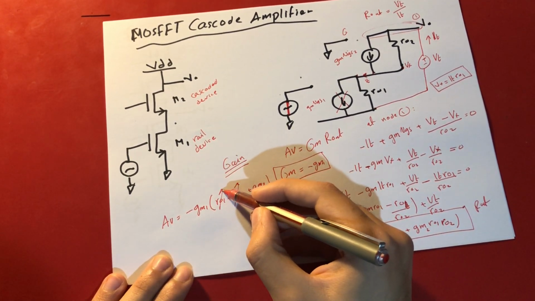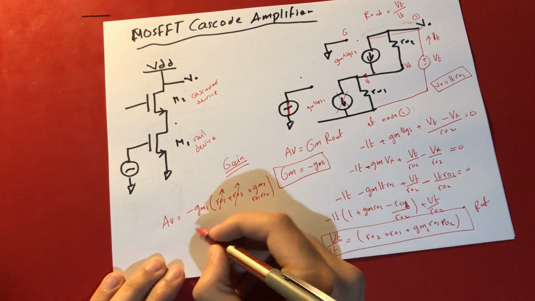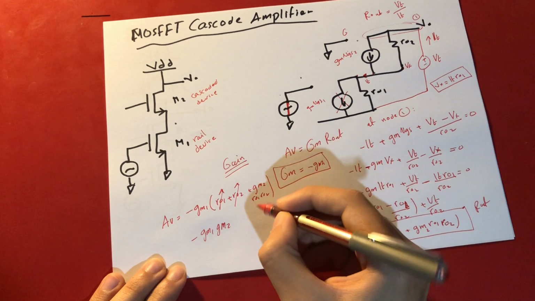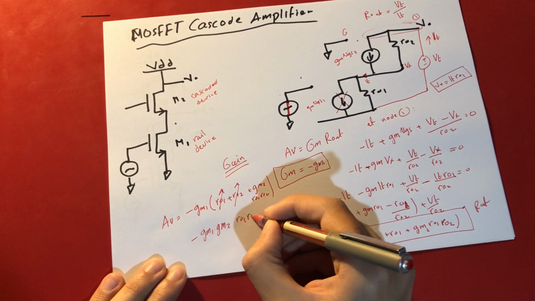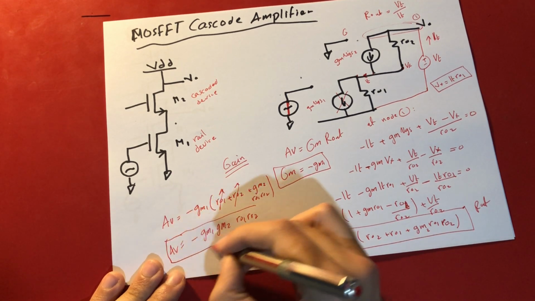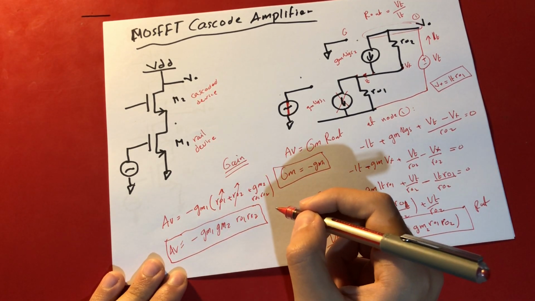They are so small compared to this term here, so we'll just have minus GM1 GM2 RO1 RO2 as AV. Right.